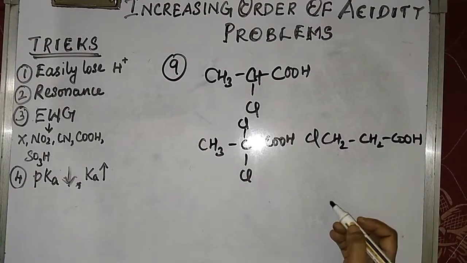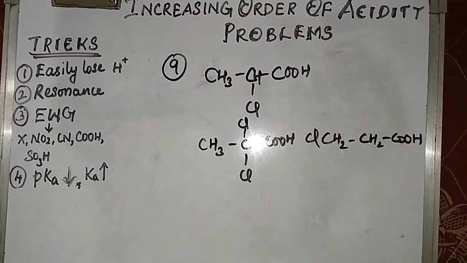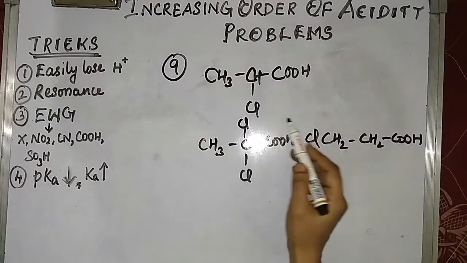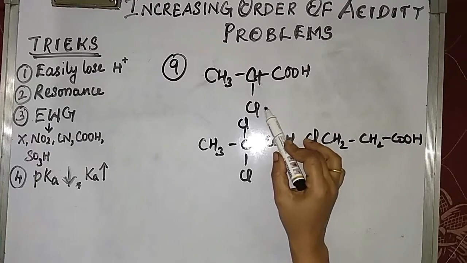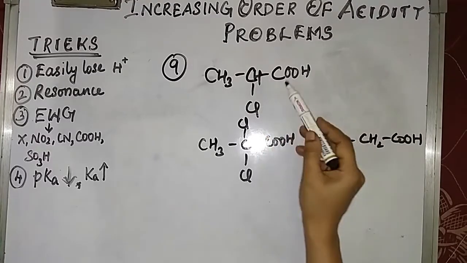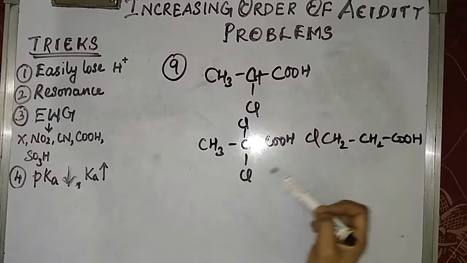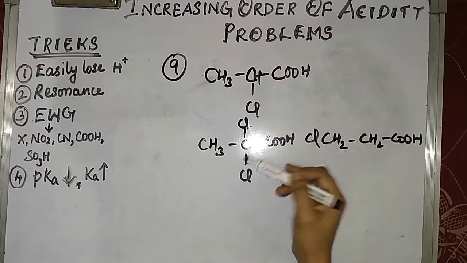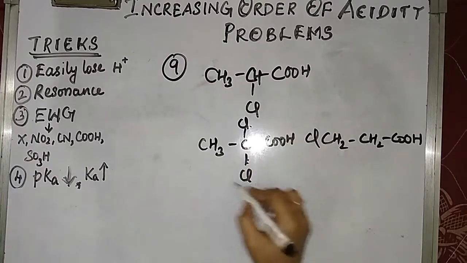Which comes first? Everywhere an electron withdrawing group is there. In the first case, as I said, the chlorine atom which is close to the carbonyl group increases the acidity. Here see how many chlorine atoms are there. Here 2 chlorine atoms are there, so this will increase more. This acidic character increases more.